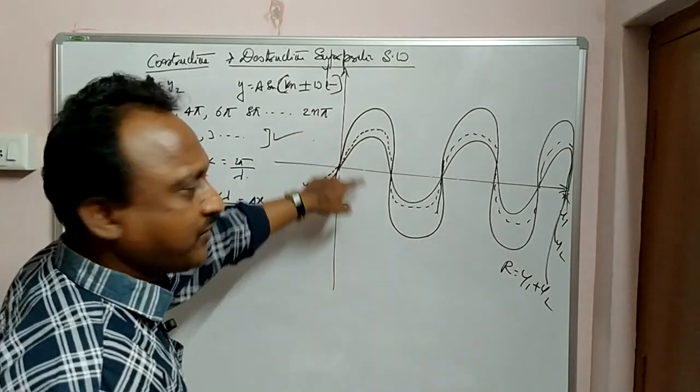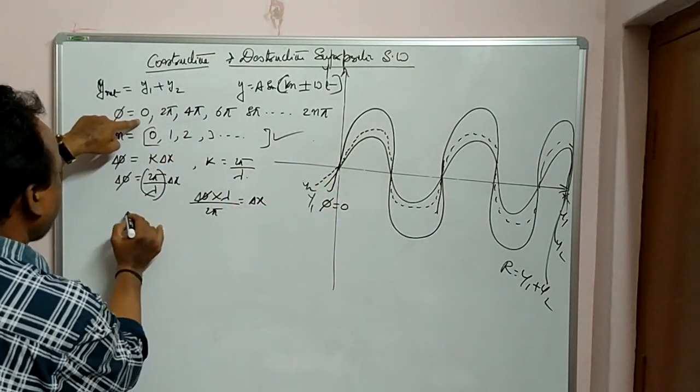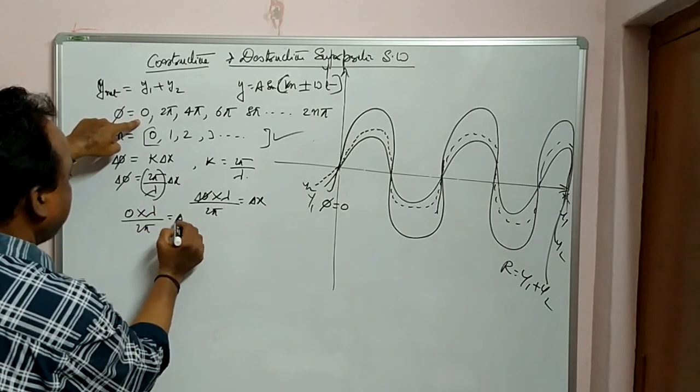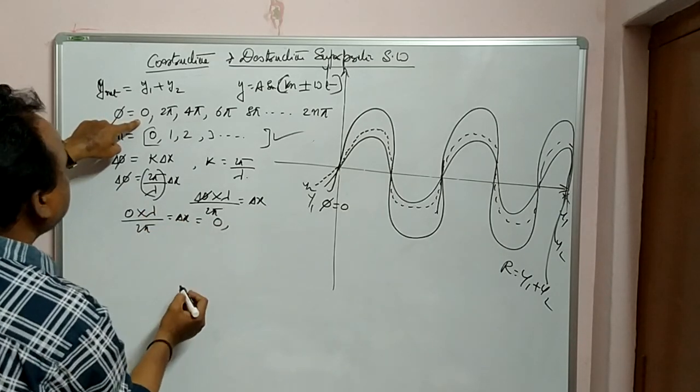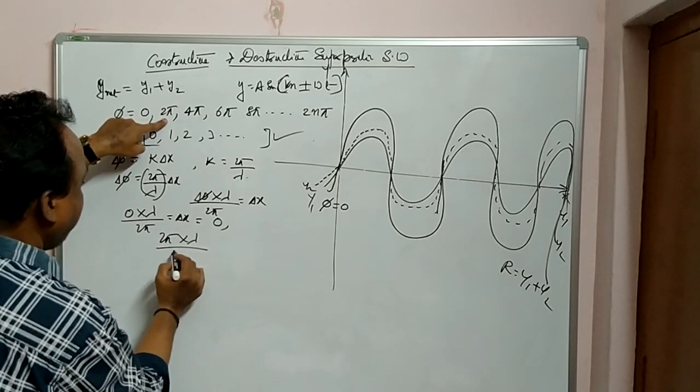So you can calculate the path difference for this constructive case. Put the first value, 0. 0 into lambda by 2 pi. So the first one is 0. Again substitute 2 pi. 2 pi into lambda by 2 pi.